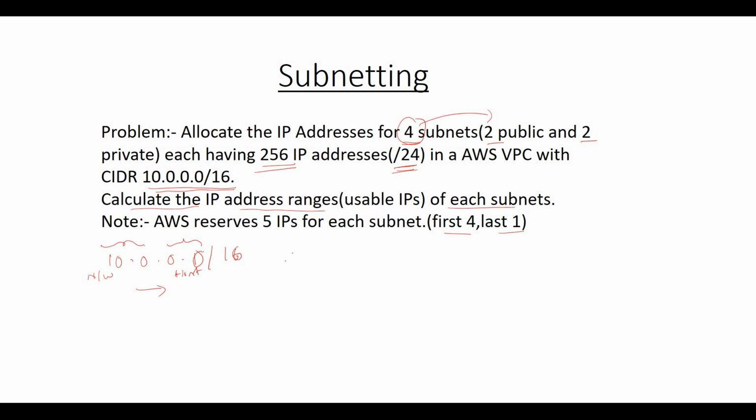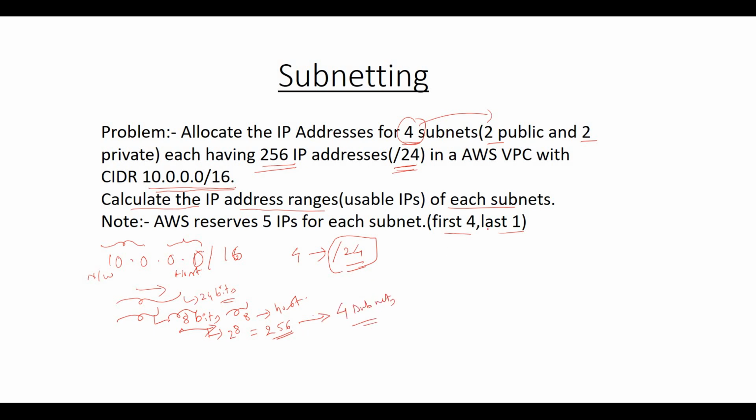Here we need to get 4 subnets, each having a 24 subnet mask. So this 24 means we need each subnet length to be 24 bits. That means we need to extend the network part from 16 bits to 24. So we need to use an extra 8 bits in the host part for subnets and the remaining 8 bits we'll use for the host part. With 8 bits we can have 2 power 8, which is nothing but 256 subnets. So out of these 256 we need to get 4 subnets.